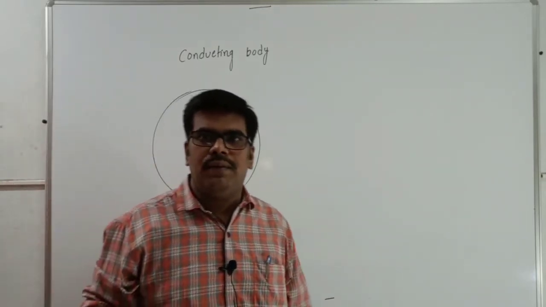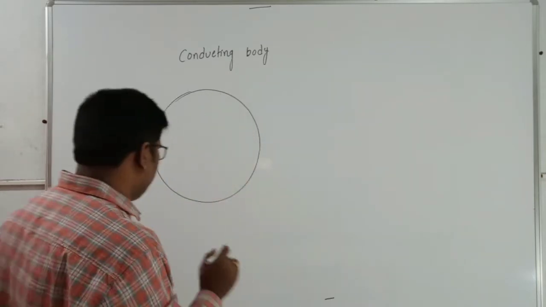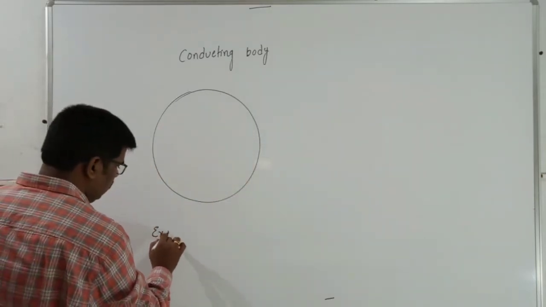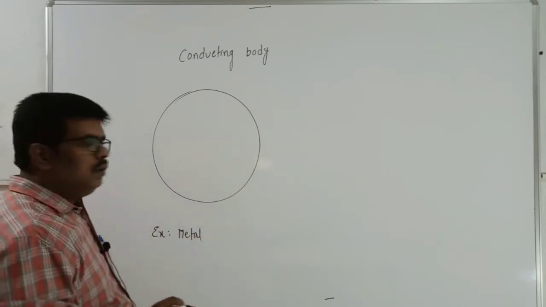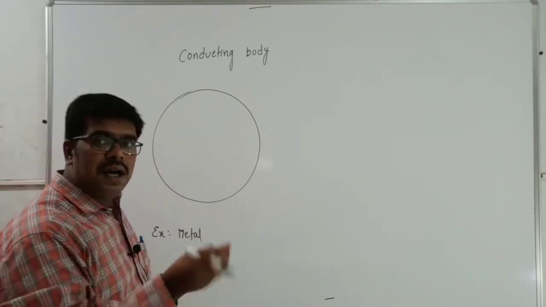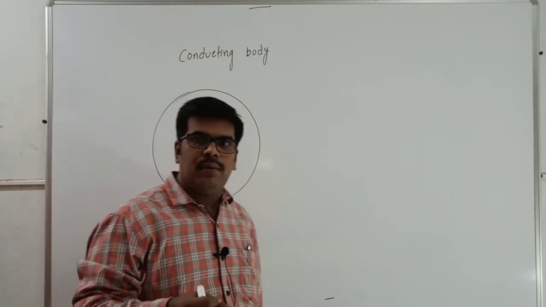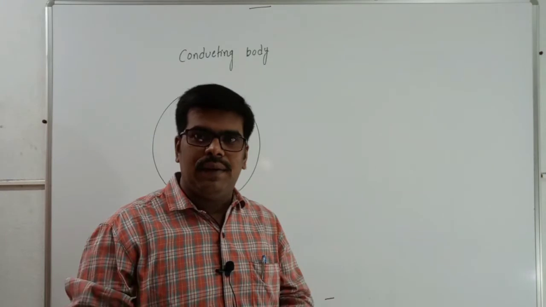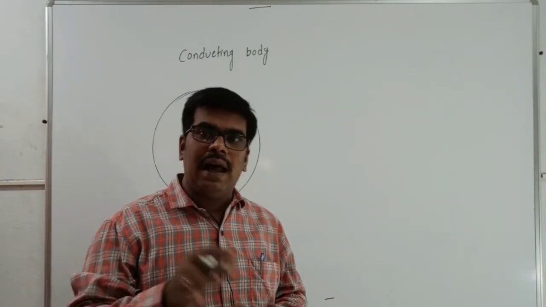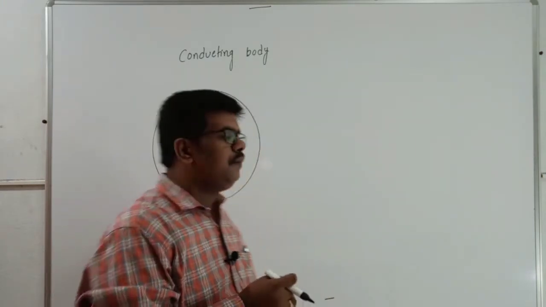Like a metallic body, for example, metals. So in this, whenever a charge is provided to the metallic body, the entire charge will reside over the surface of the body only. Why does it happen? That we will discuss.